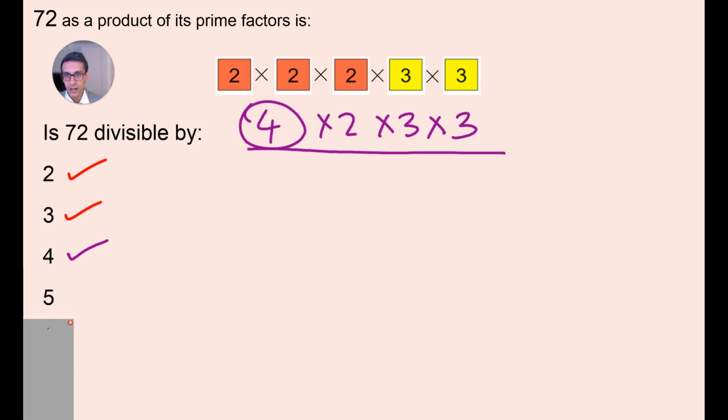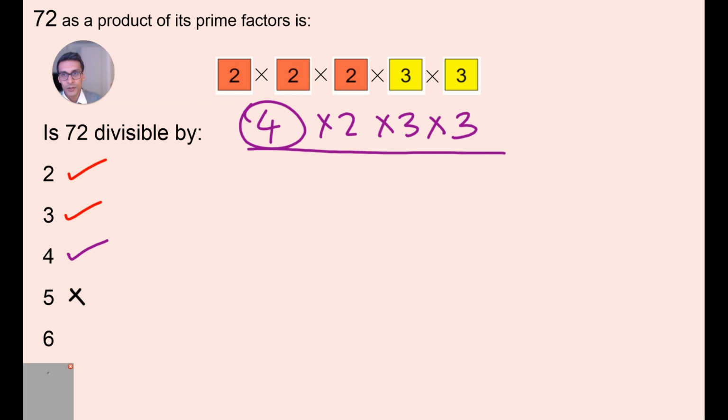How about 5? Now you may have spotted here, you can't really make 5. You could add 2 and 3, but we're not allowed to add here. We're looking at factors that fit exactly in. So in this case, it doesn't work. So 5 is not a factor.